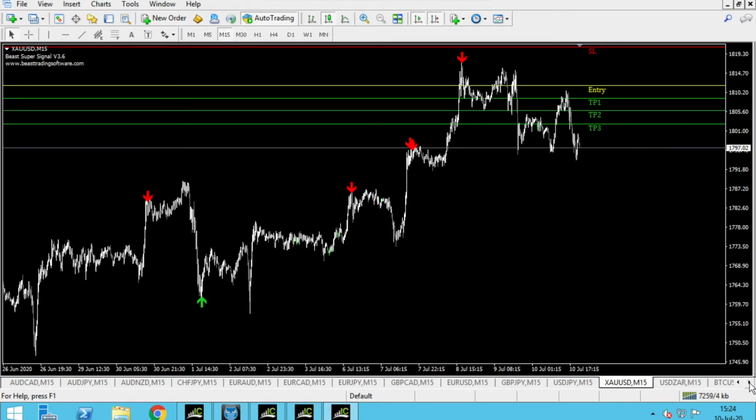Now for those gold traders, gold has also done pretty well for us. If you're looking back early in the month, we had a really good sell signal here, another good buy, another good sell.